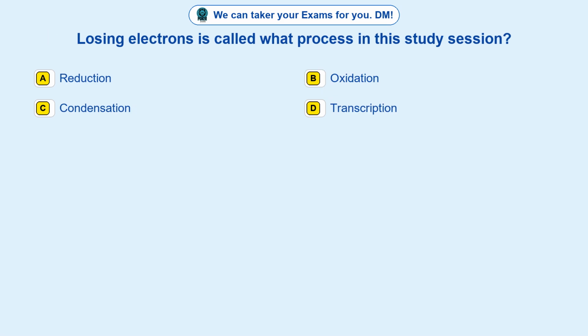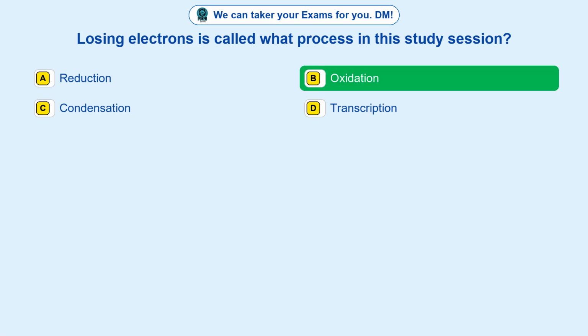Question 43. Losing electrons is called what process in this study session? Option A, reduction. Option B, oxidation. Option C, condensation. Option D, transcription.